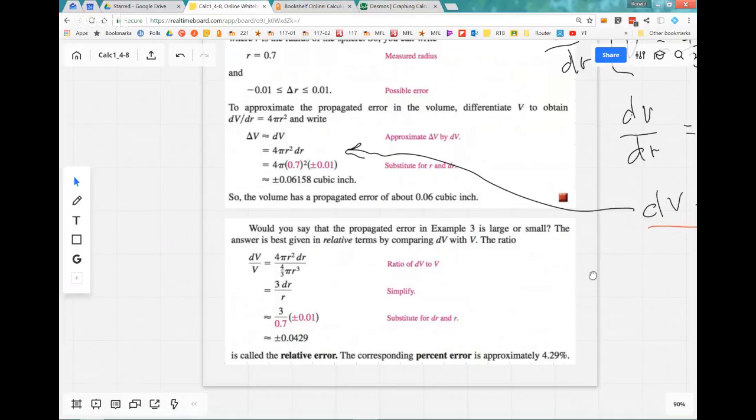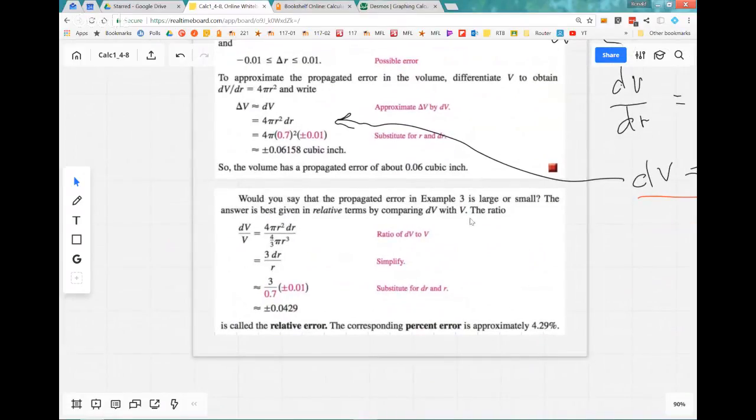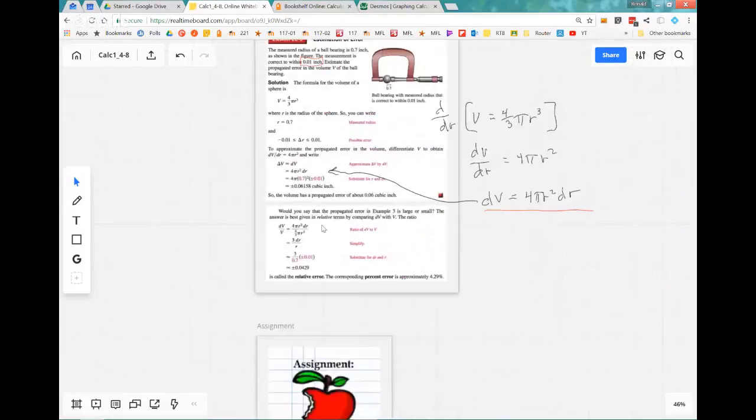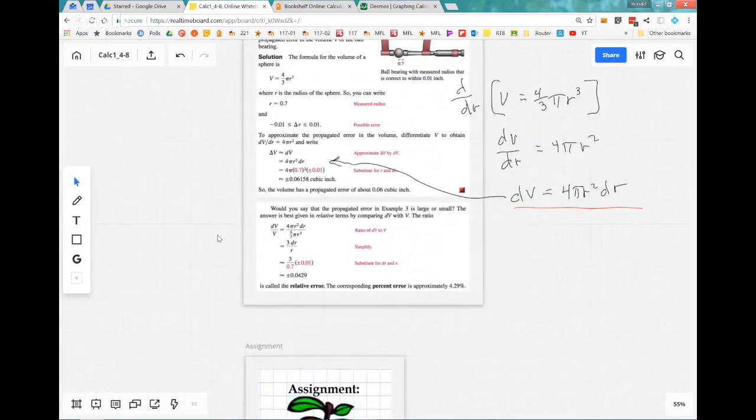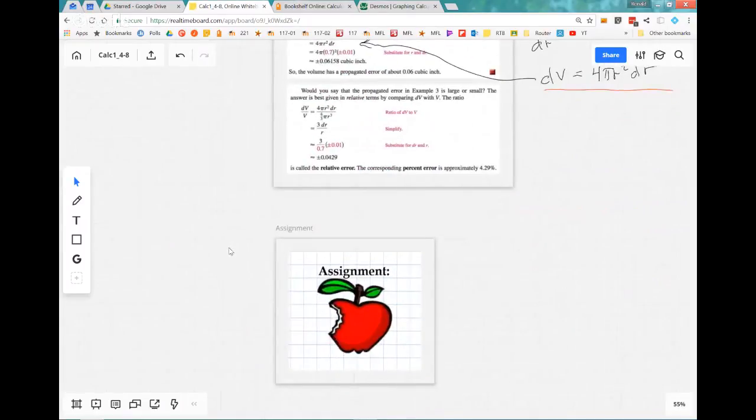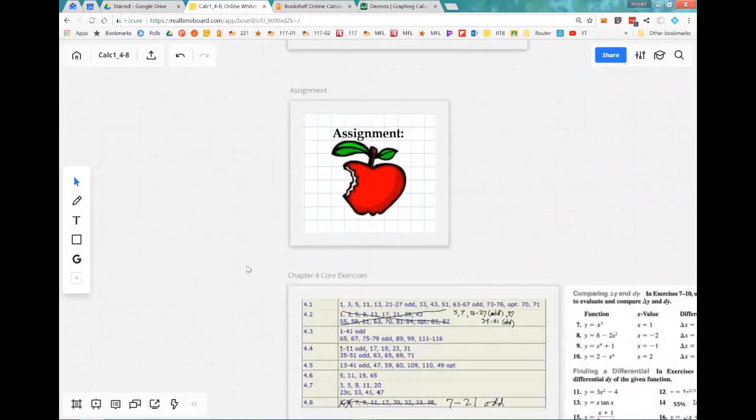Now, what would you say that error is? Too large or too small? What you do is you divide that by the actual volume, okay? So you take that value and divide, and you find out it's only about 4% error. So the point here is when you have an error in one thing, you plug it into a formula, it gets multiplied. And so differentials can be helpful in finding the percent of error.